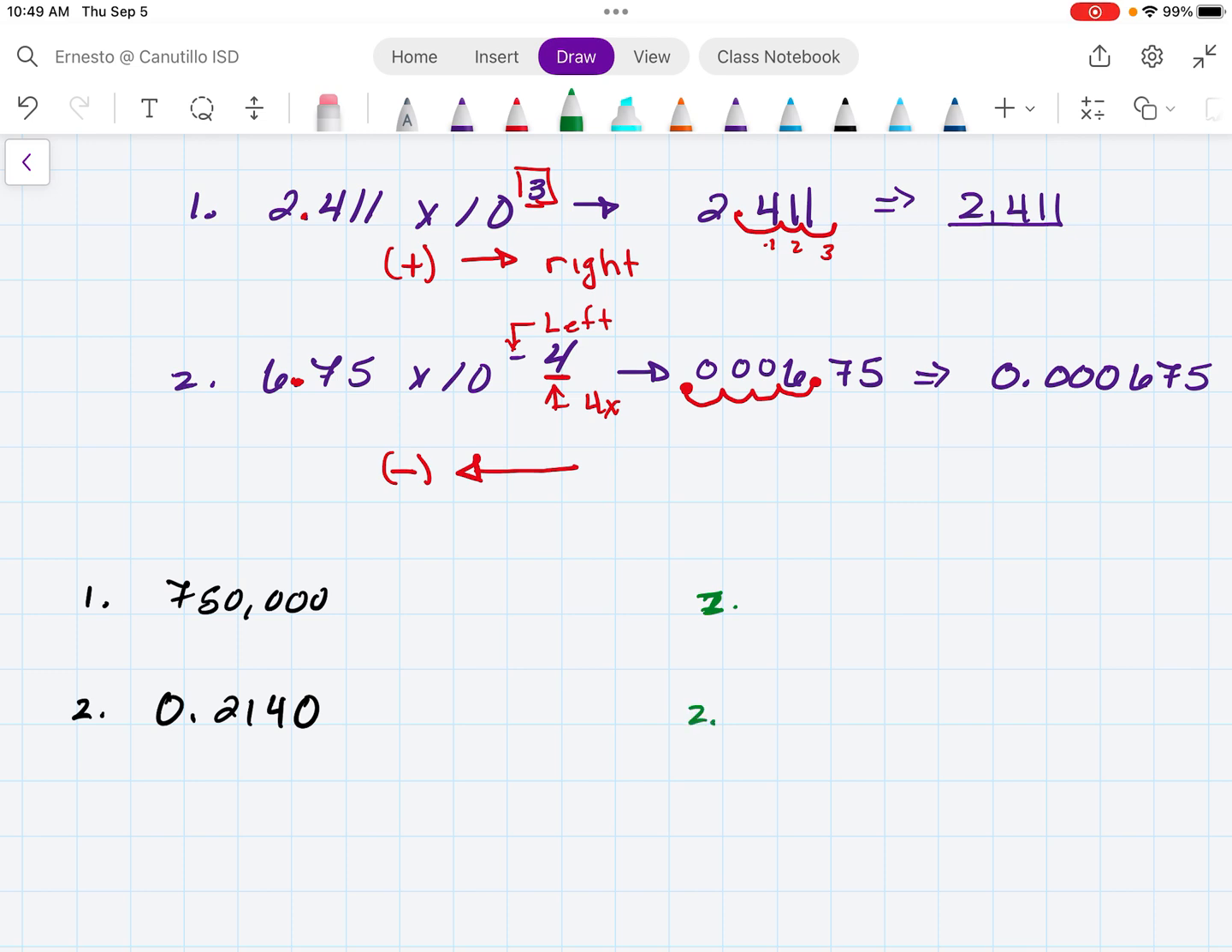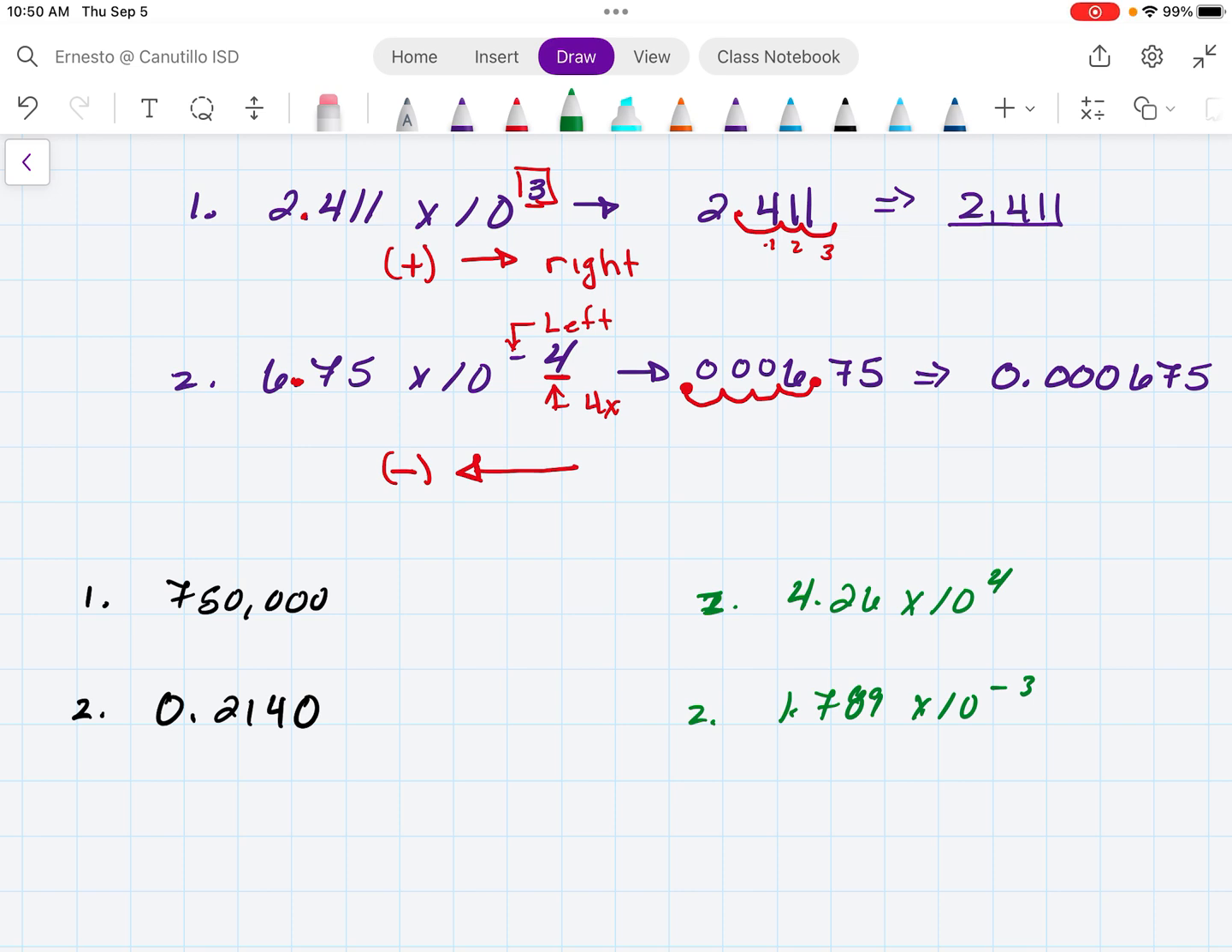This is going to be 4.26 times 10 to the 4. And this is going to be 1.789 times 10 to the negative 3. So take those into scientific notation, standard form. Go ahead and pause the video, and then I'll come back and show you the answers.